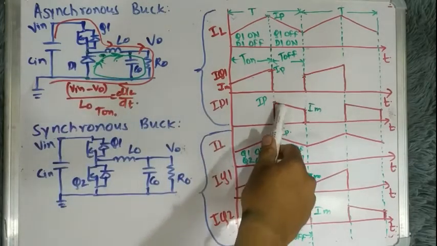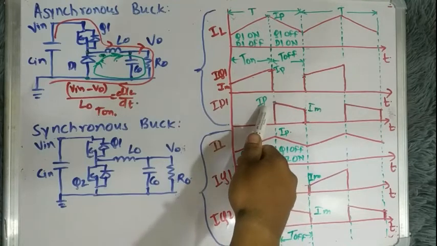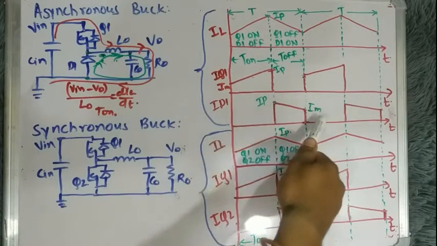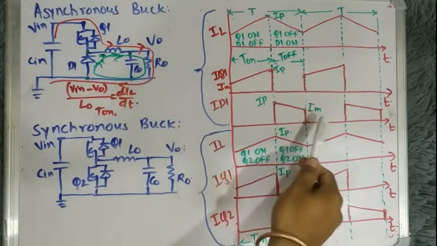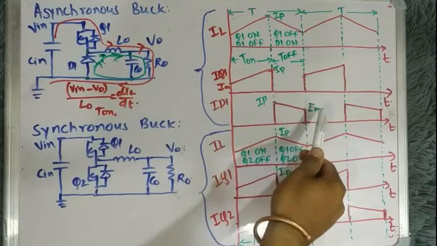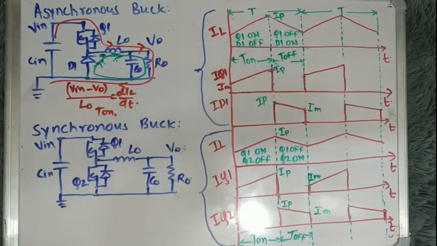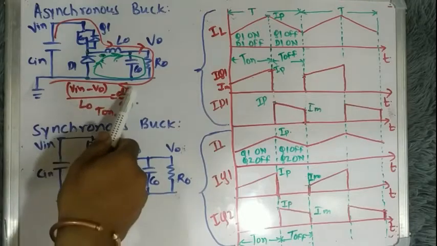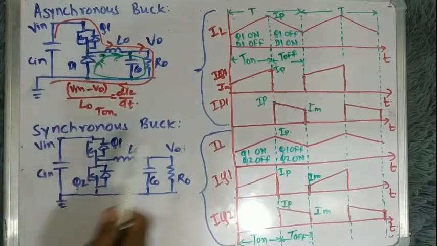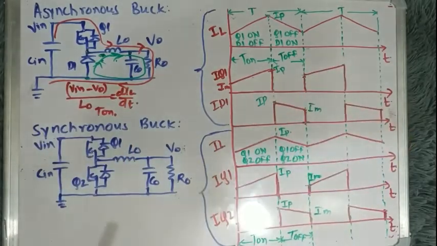I have shown here the current falling from the Ip value, then it reaches the Im value, right? The time when it reaches the Im value, the next PWM cycle begins and again Q1 is turned on. Again Vin minus Vo is appearing across the inductor and the inductor current again ramps up. So again the next PWM cycle begins, right?